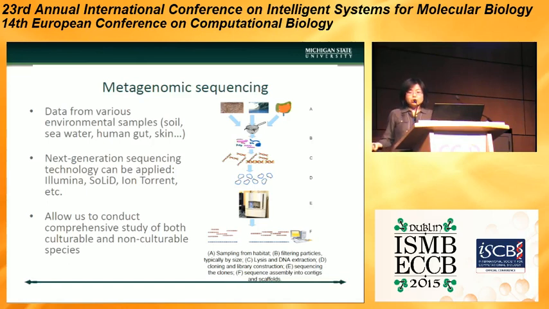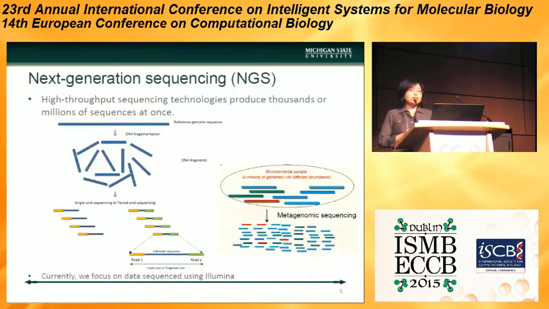So let's take a closer look at the next generation sequencing step. Okay, so here I have two figures. On the left side, that shows the sequencing of one reference genome. Usually, this genome is too long for the sequencing machine. So in the first step, this reference genome will be broken into shorter fragments. And then these fragments will go through the sequencing machine. You can either do single-end sequencing or paired-end sequencing. In the paired-end sequencing, both ends of this fragment will be sequenced.